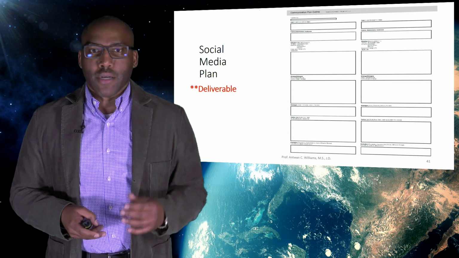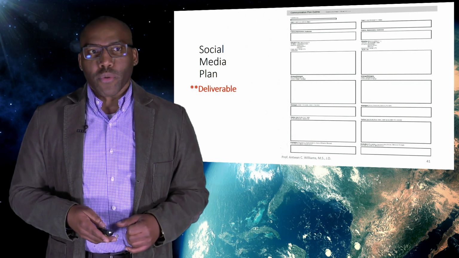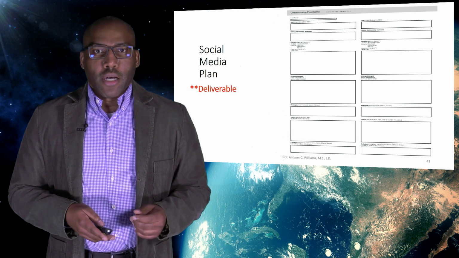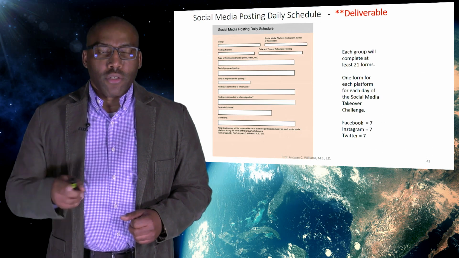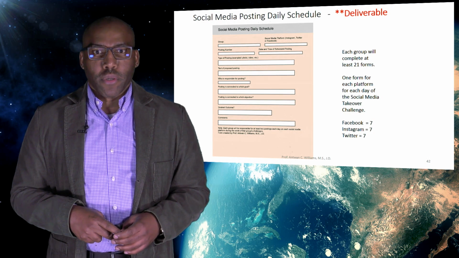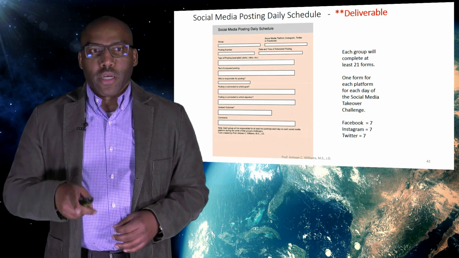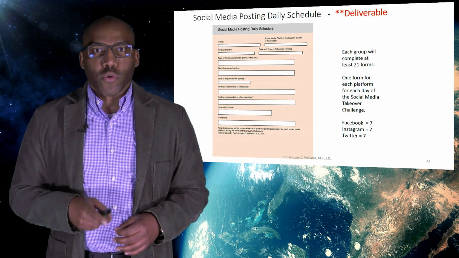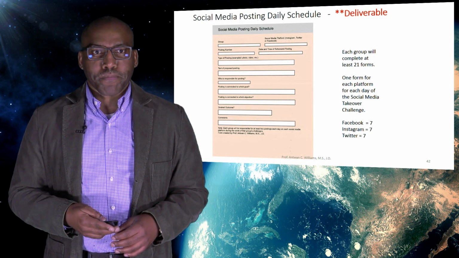So we'll go through the details of how to fill out each of these blocks in the next video, but this would be the deliverable of your social media plan as a group by midnight on Sunday, March 5th. Again, you'll also turn in 21 of these forms at a minimum as a group. 7 for Facebook, 7 for Instagram, 7 for Twitter, and it'll show the days that your group is posting and taking over the social media accounts for our class.